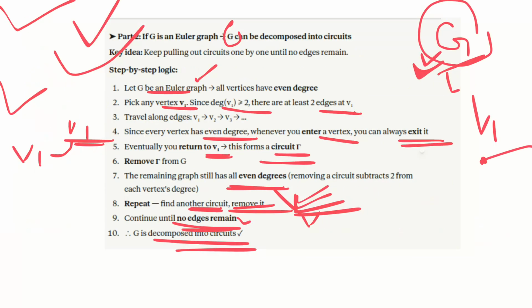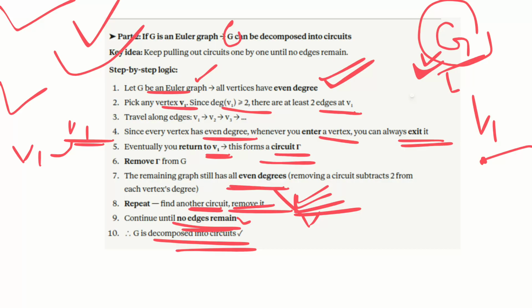Now in the second part, we say that if graph G is Euler, then I have to decompose it into circuits. If all of its vertices have even degree, we pick any vertex and start moving from it, like v1 to v2 to v3. Since each vertex has even degree, each would have at least 2 edges, so you can enter one vertex and also exit it. That means eventually you will reach v1 again and you will get a circuit.